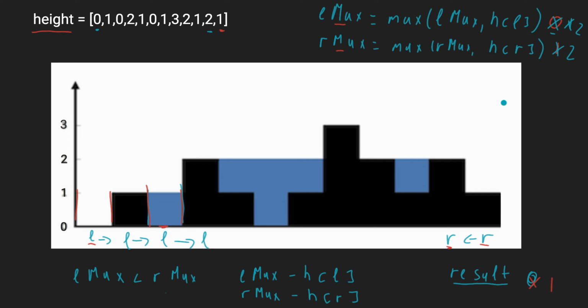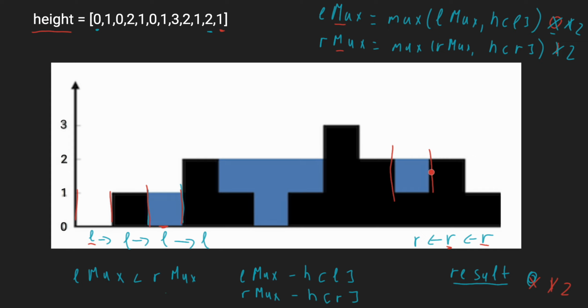Now again, we are comparing our condition. Is Lmax less than Rmax? No, they are equal, so we are moving our right pointer. We are now at this position. So Rmax is equal to 2. What is the height here? The height is equal to 1. So 2 minus 1 gives us 1, which means that at this position we can trap 1 unit of water, right? So we are updating our result to 2.